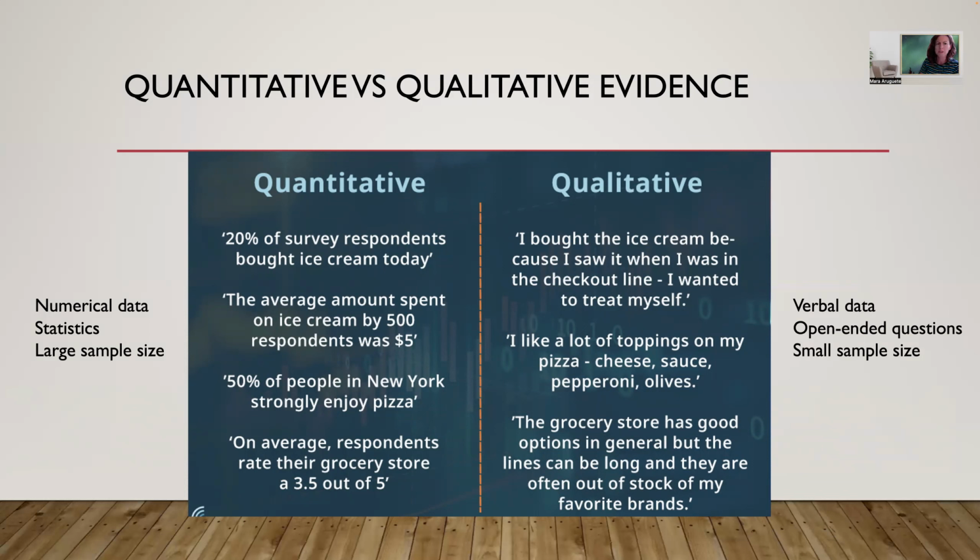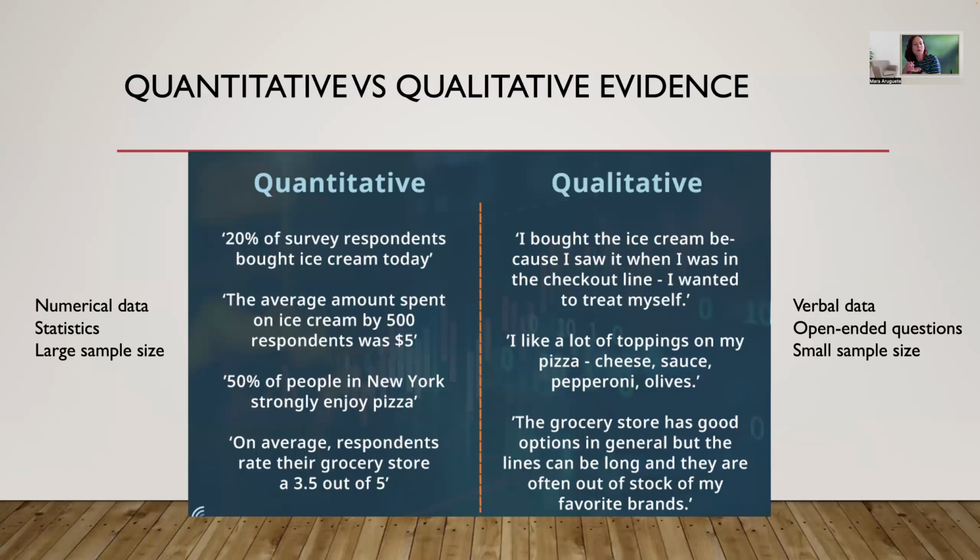Okay, let's look at some of the results here. In a quantitative study, you might say 20% of survey respondents bought ice cream today. And then in the qualitative study, it would be something like, I bought the ice cream because I saw it when it was in the checkout line and I wanted to treat myself, right? And it might be 5 people who are asked, why did they buy the ice cream? And then the researcher kind of puts together themes of why people buy things. Let me just give you one more example.